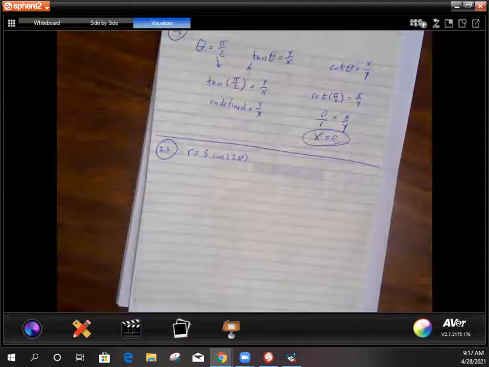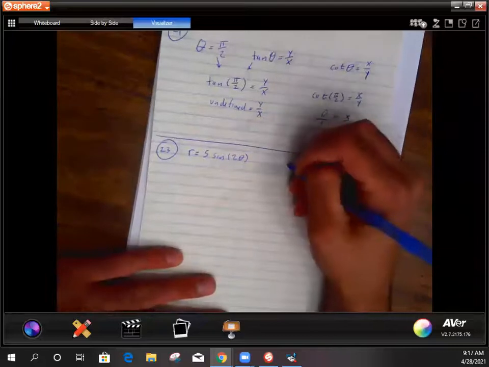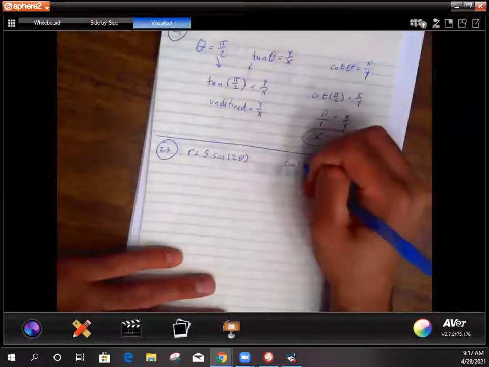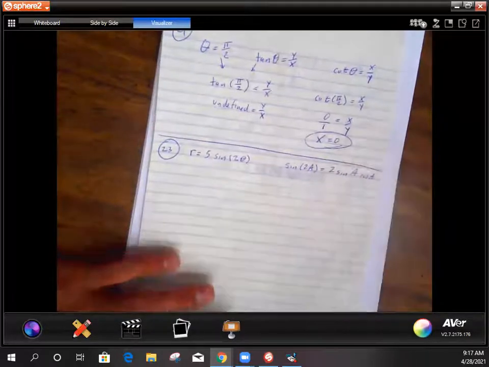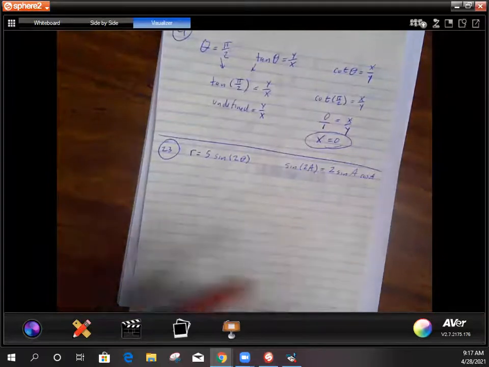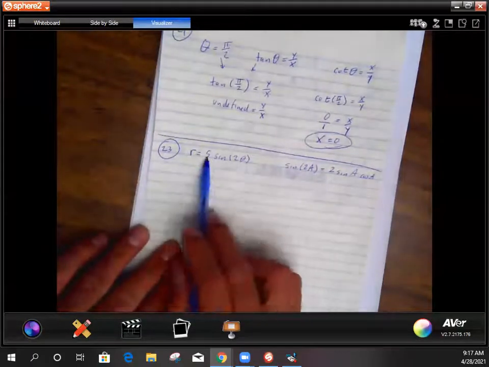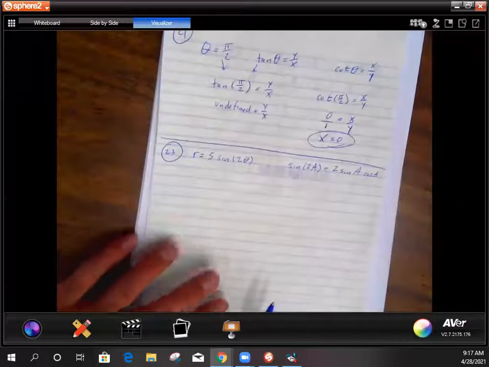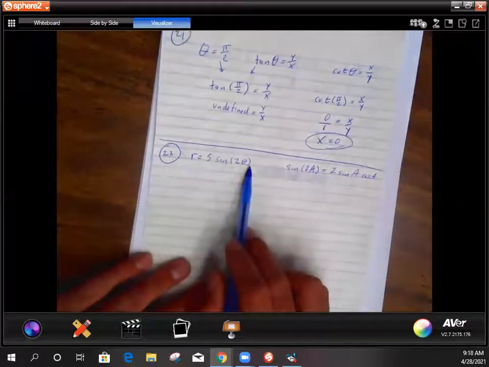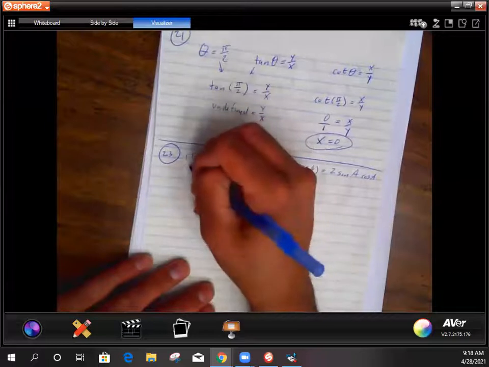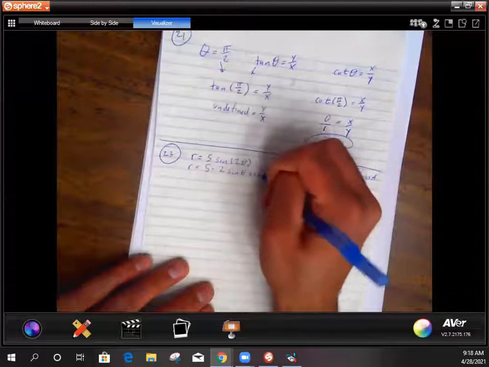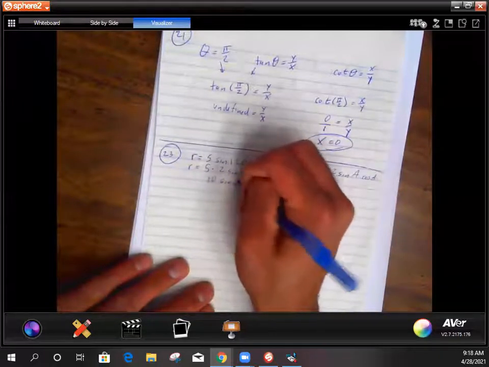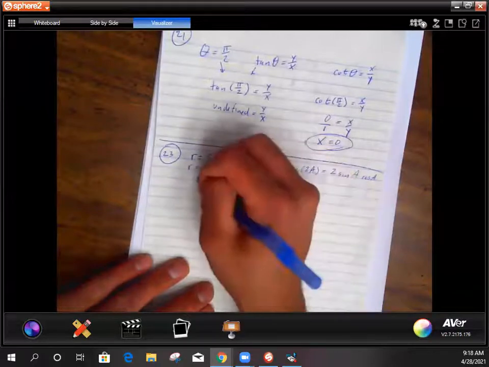All right, so again, this is a tricky one. This isn't trivial in any way. But yes, double angle formula. The sine of 2a will equal 2 times the sine of a times the cosine of a. All right, so this is why all those identities come into play. It helps you take something that's kind of hard to work with and make it easier to work with. So now this would become r equals 5 times 2 times the sine of theta times the cosine of theta, which is 10 sine of theta cosine of theta equals r.